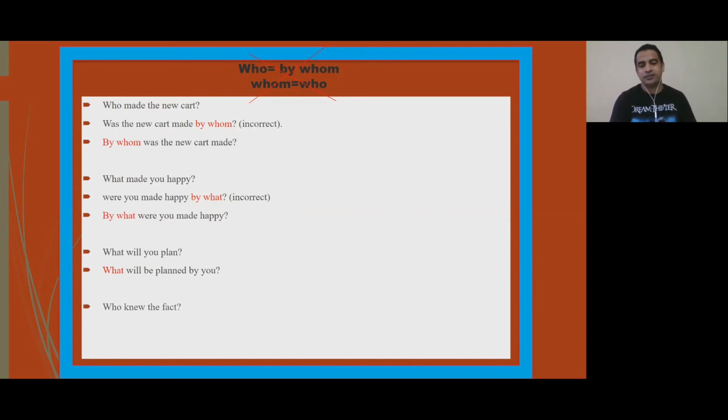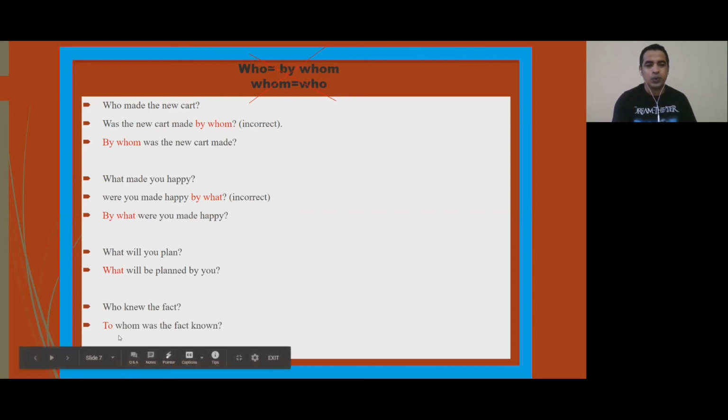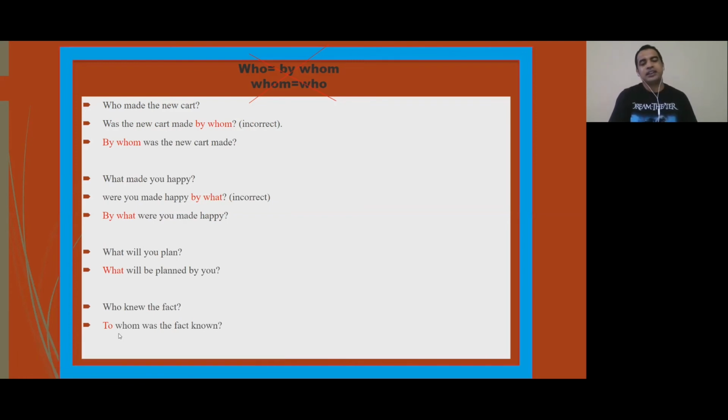Who knew the facts? The answer will be: to whom was the fact known. Think about it: if I write who equals by whom, is it correct? Not at all, because here it is to whom, not by whom. It basically sits before the verb. So we will never mention that who becomes by whom. It's the rules that change as the situation changes. Thank you, my dear student.